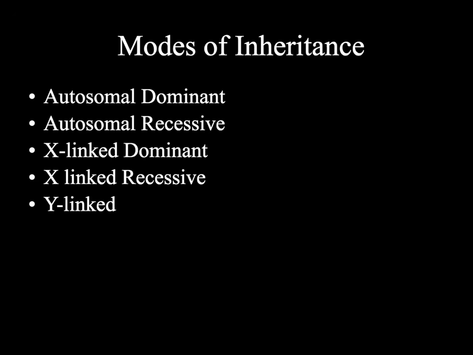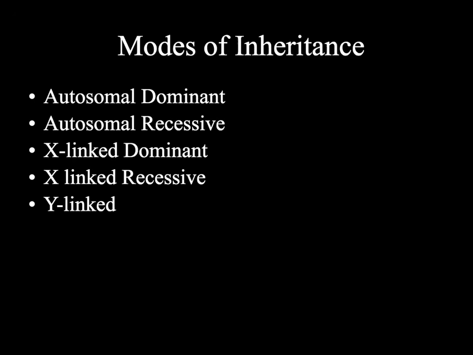So, like I said, we'll be using these pedigrees to determine the mode of inheritance of the traits that we're tracing on the pedigree. Now, there's 5 possible modes of inheritance that we'll be dealing with today: autosomal dominant, autosomal recessive, X-linked dominant, X-linked recessive, and Y-linked. Now, let's go through these.